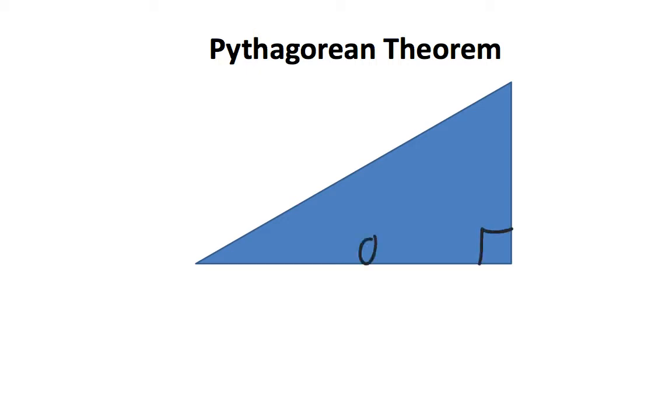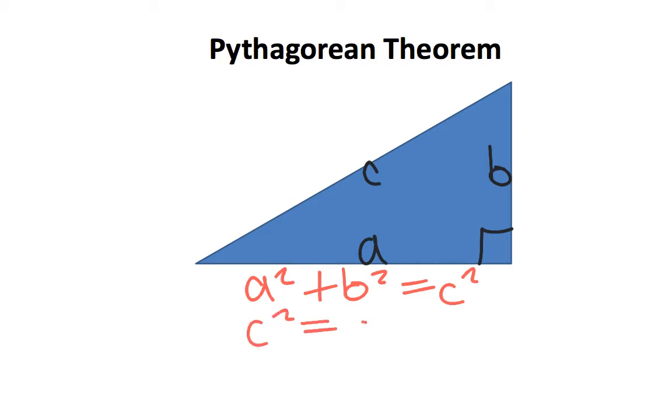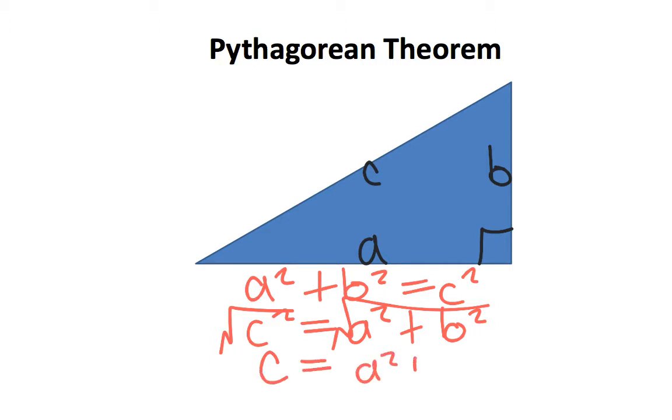I'm going to call this leg a, I'm going to call this leg b, and I'm going to call the hypotenuse c. You should remember that the Pythagorean theorem is a squared plus b squared is equal to c squared. However, if I wanted to, I can reverse this and just say c squared is equal to a squared plus b squared. Now, if I wanted to figure out the length of c, I would isolate c by square rooting both sides of the equation. And that would become c is equal to the square root of the sum of a squared and b squared.